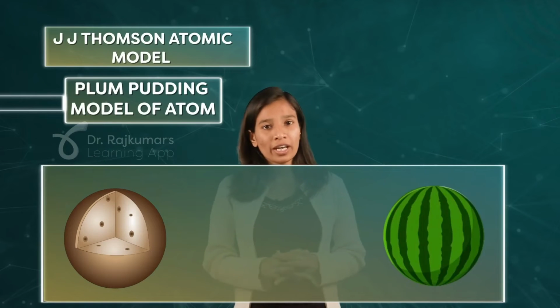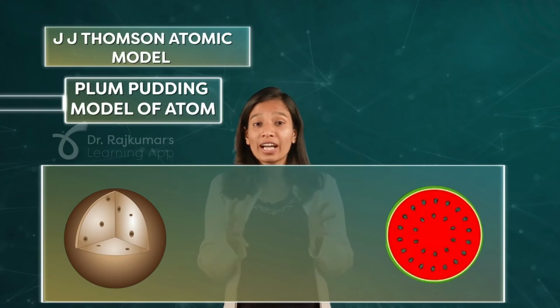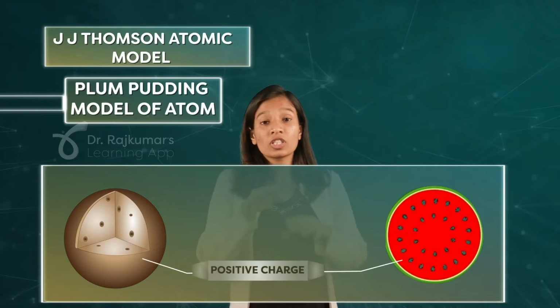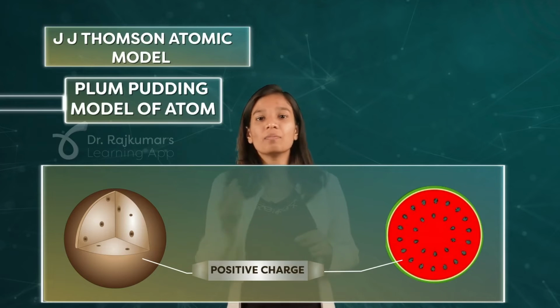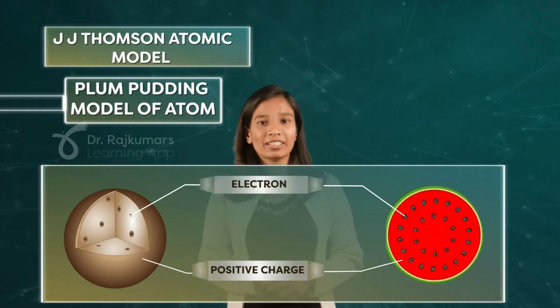Now I have already told you about this watermelon example, as to how the red color in the watermelon is considered as the positive charge which is evenly spread, and the black seeds are considered as the electrons which are embedded here. So this was the atomic model of J.J.